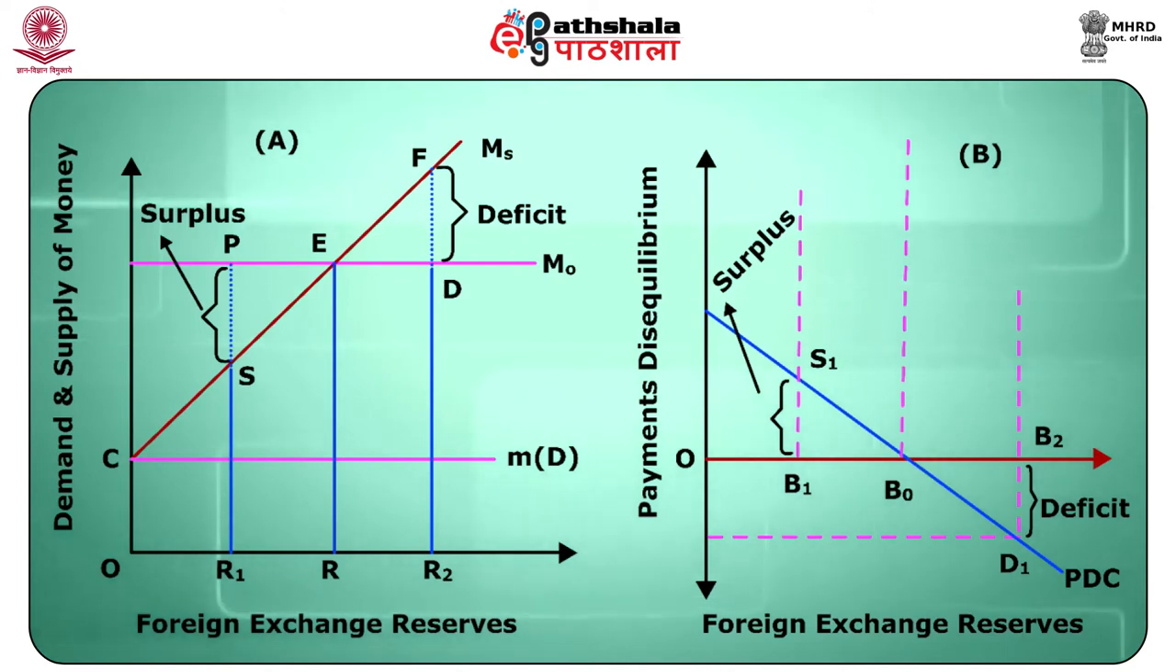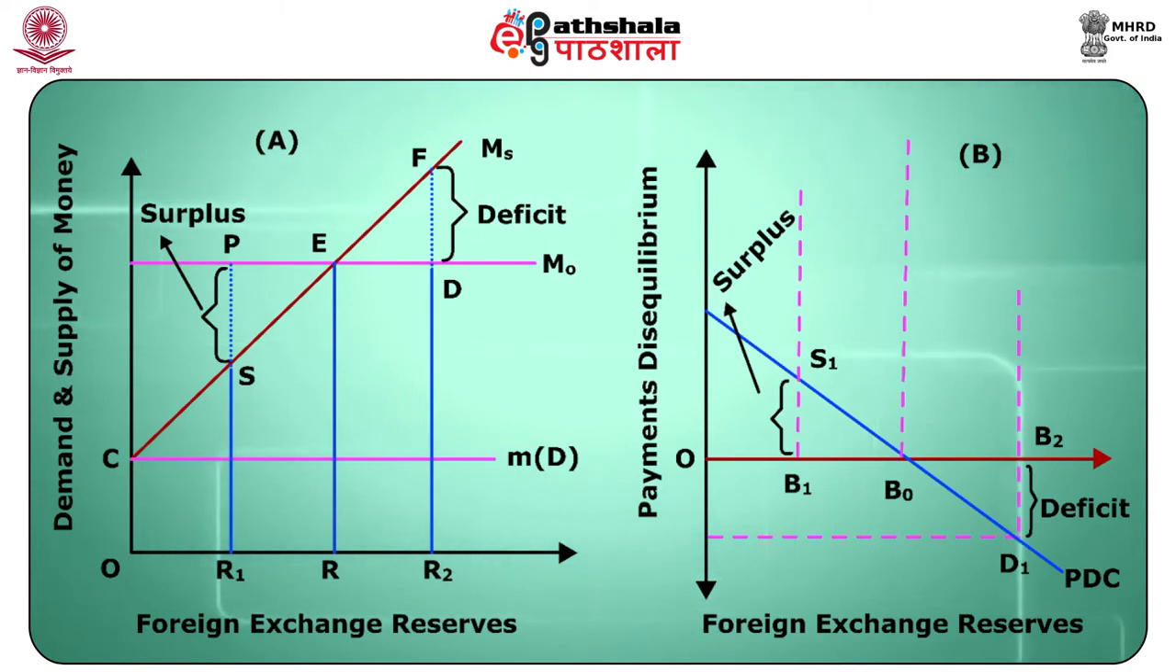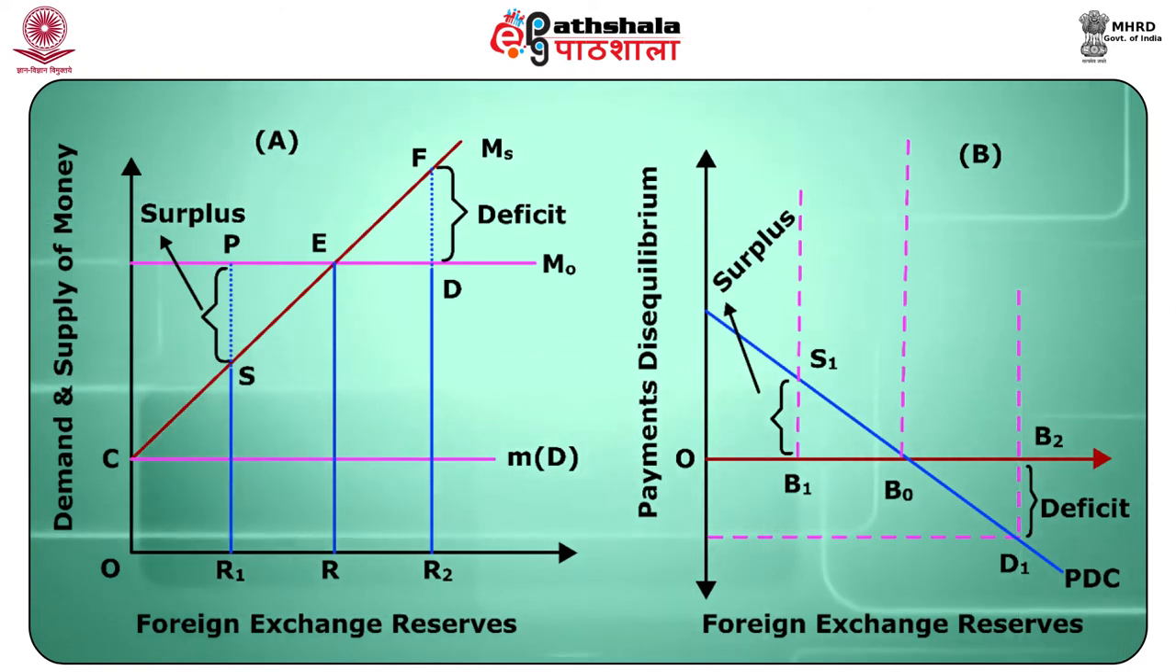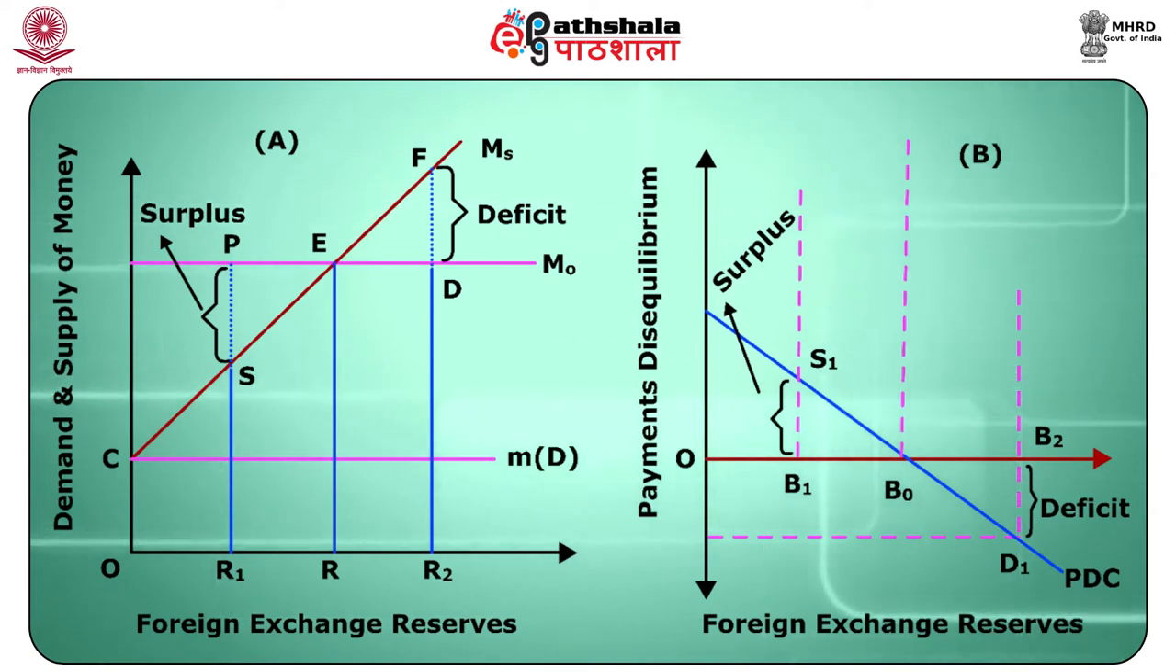In panel B of the figure, PDC is the payments disequilibrium curve, which is drawn as the vertical difference between MS and MD curves of panel A. As such, point B0 in panel B corresponds to point E in panel A, where there is no disequilibrium of balance of payment. If MS is less than MD, there is a BOP surplus of SP in panel A. It leads to the inflow of foreign exchange reserves, which rise from OR1 to OR and increase the money supply so as to bring BOP equilibrium at point E.